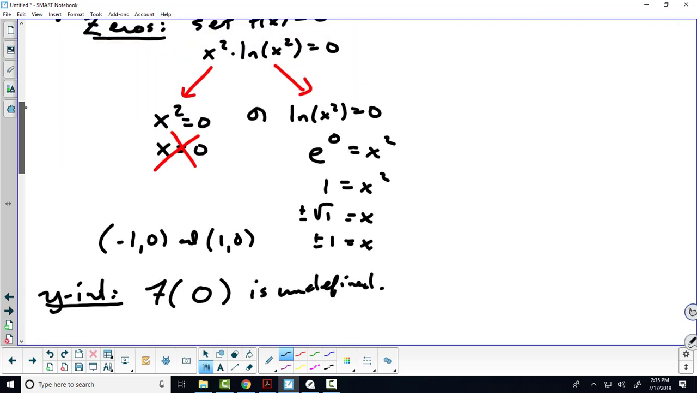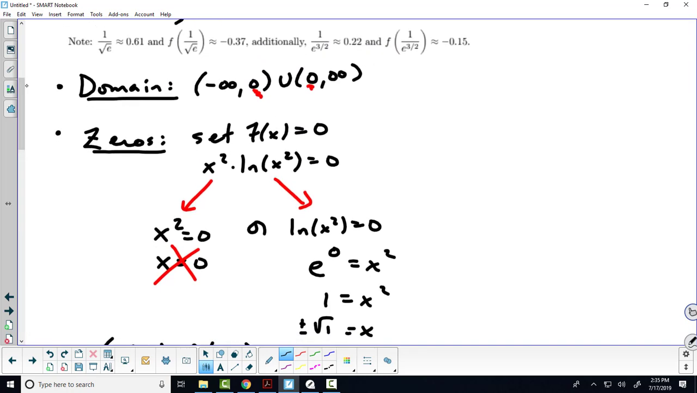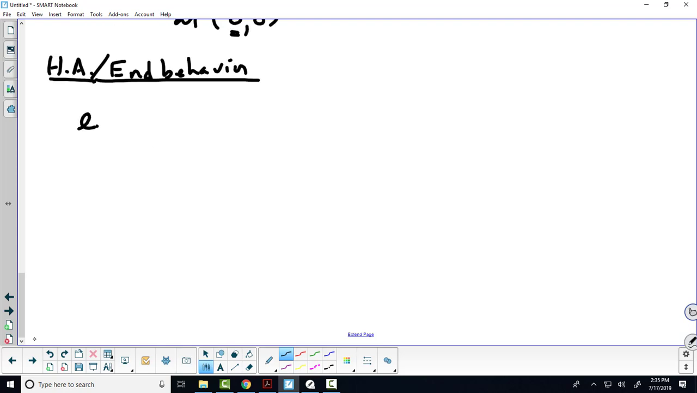Okay, let's keep going. I'll just keep going down. It's a little bit easier. Now let's go ahead and find our horizontal asymptotes. So to find the horizontal asymptote slash the end behavior of this function, we're going to look at the limit as x approaches both plus and minus infinity of this function, x squared natural log of x squared.